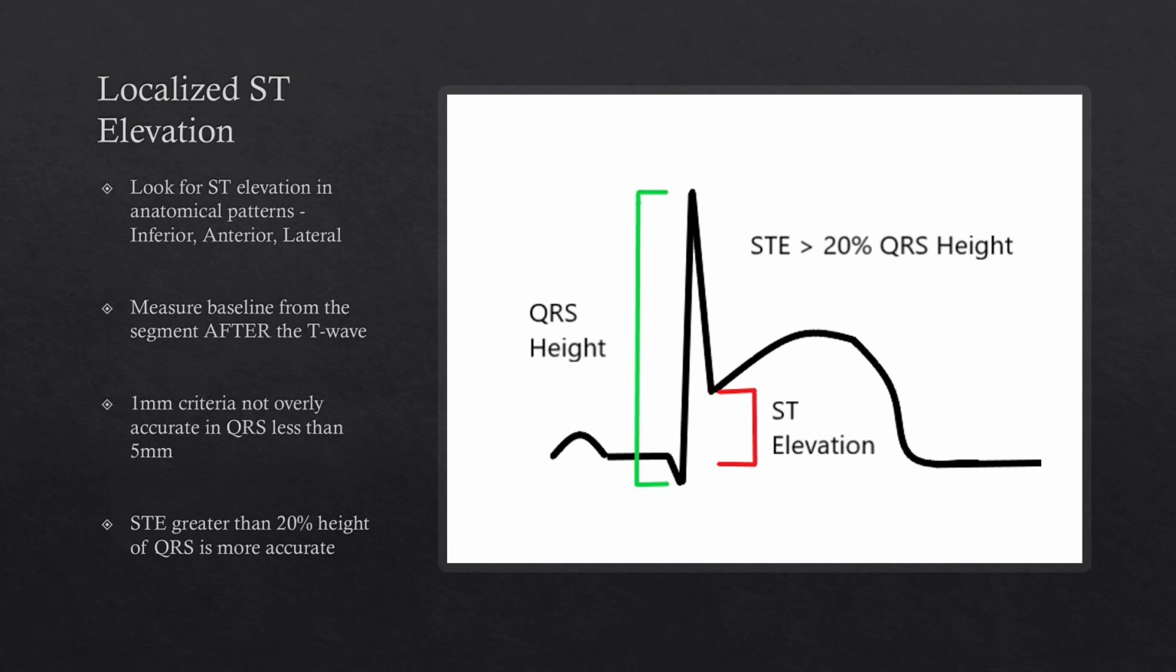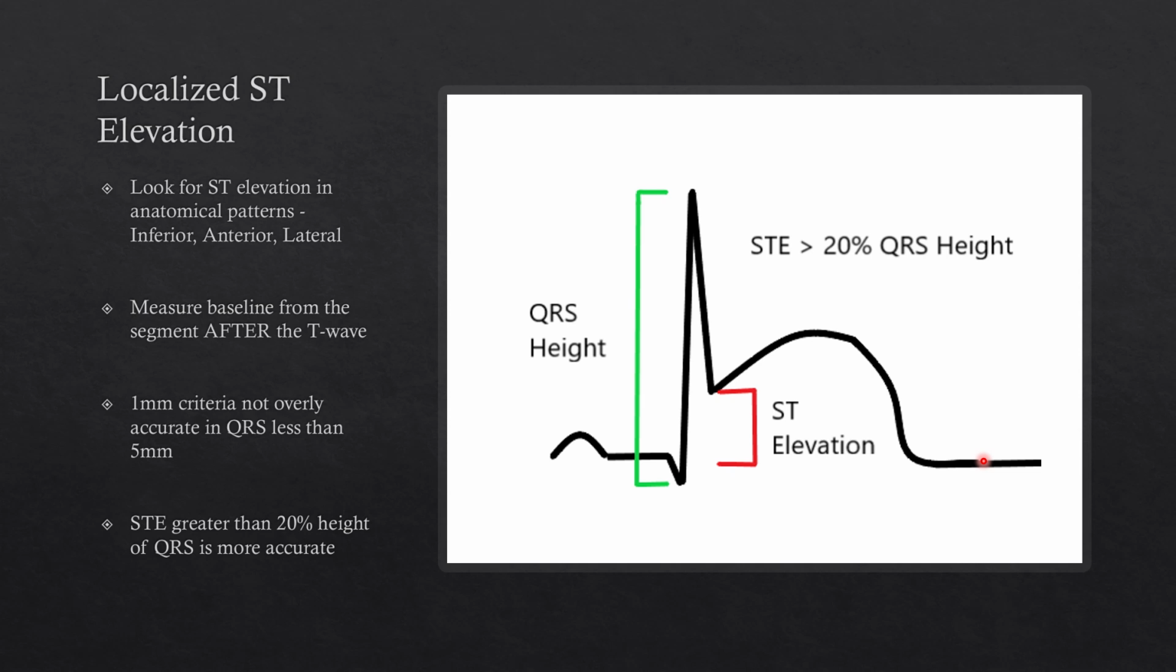So where you want to measure it is from the TP segment. I'm going to pull up my little pen line here. You want to measure from right here and measure backwards. You do not want to measure from here, because again, you can have PR depression or you can have PR elevation, which would nullify your measurement, especially when you're looking at the ECG and trying to find subtle changes, which is what's going to happen early.